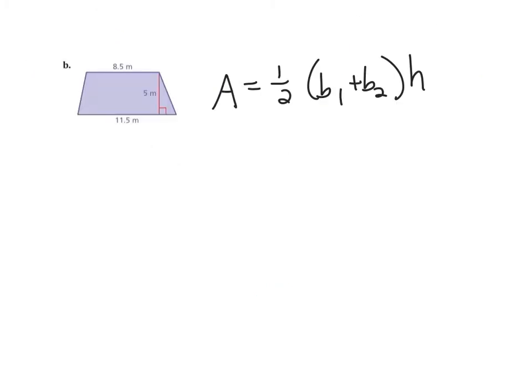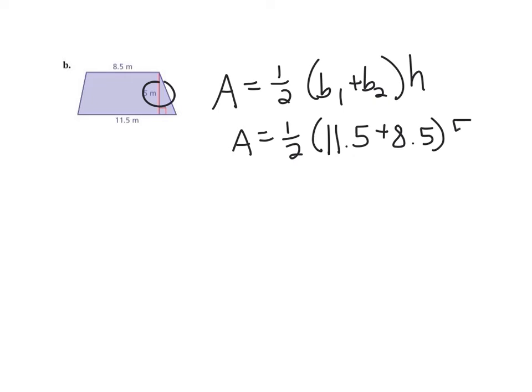For letter B, we're going to do the same thing. The only difference this time is we've got a few decimals involved. So the formula is area equals 1/2 times base 1 plus base 2 times the height. And when we fill it in, again, either base can be base 1 or base 2, it doesn't really matter, but 11.5 is one of them, 8.5 is the other one, and then my height here is 5 meters. And you'll notice you can either choose to put that in parentheses, or anything right next to parentheses without any symbol in between automatically means multiplication, so either way is fine.